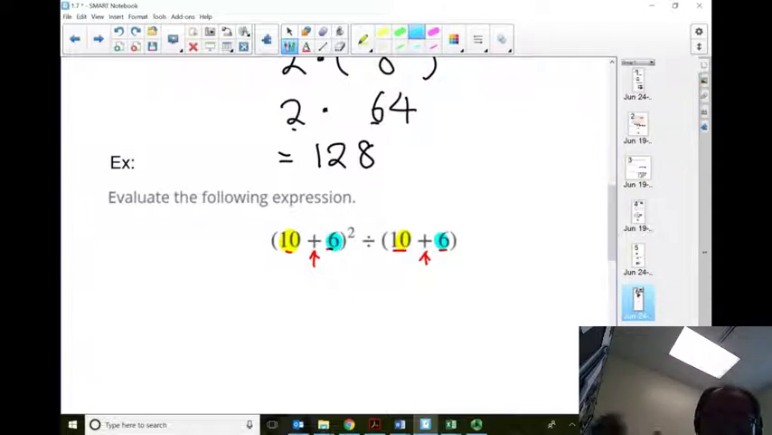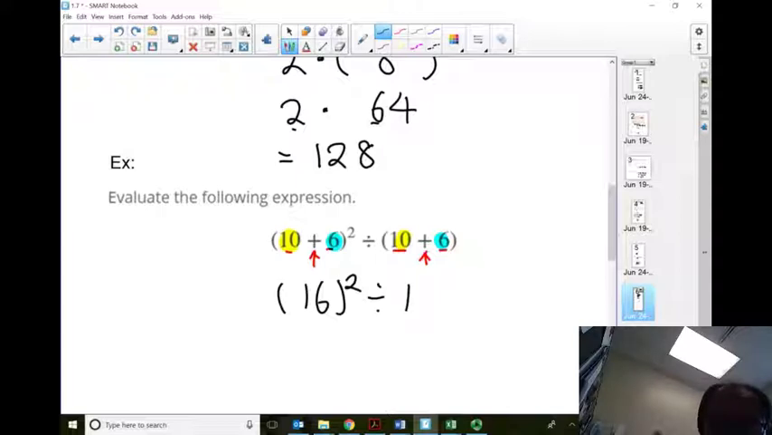All right, so we can go ahead and just combine them. So parentheses still there, square on the outside, that's 16 divided by 10 plus 6 is 16. I'm just going to write this 16 without parentheses because it's coming out of the parentheses. The reason why I kept the first 16 in the parentheses is because I got a square on the outside.